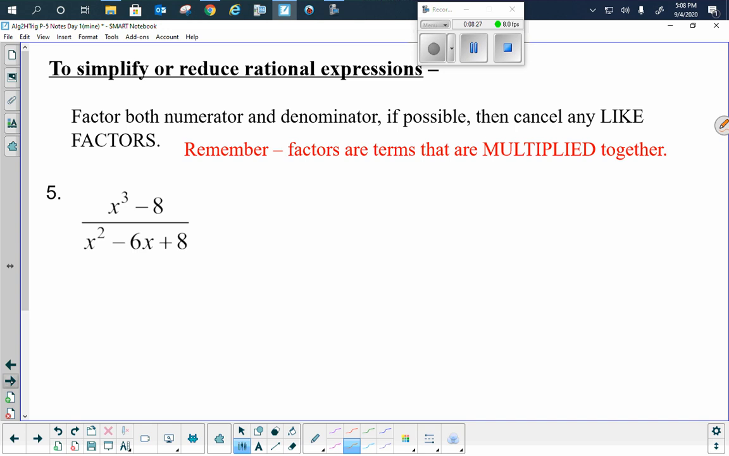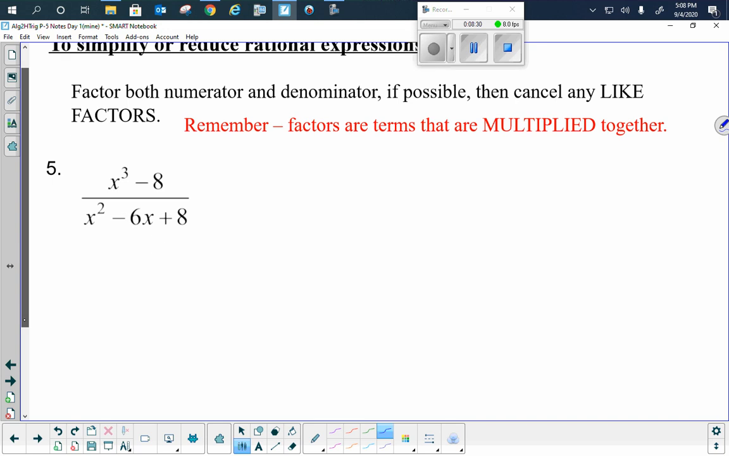Right off the bat, I hope that you are recognizing the top is a difference of perfect cubes. So you should be changing this into x minus 2 times x squared plus 2x plus 4. I'm just hesitating to give you a little bit of time to fill that in. And the signs are minus, plus, and plus. So you've got to be pretty quick at that now. Remember, the trinomial never factors, so that's nice. You don't have to worry about that trinomial on the top.